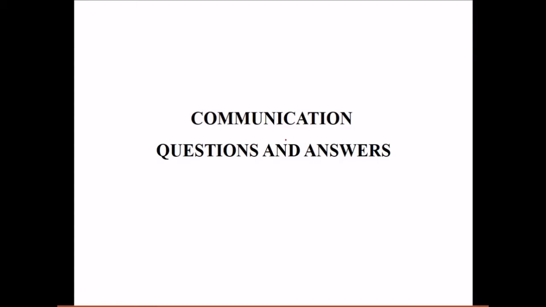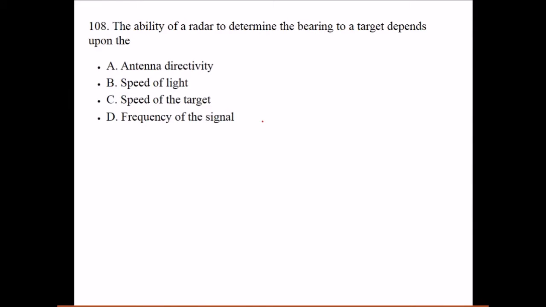So let us see MCQ questions on communication. The ability of a radar to determine the bearing of a target depends on what? It depends on the antenna directivity. Before I go ahead, there are various MCQs which will be repeated, so don't worry about that. That will only be a repetition or a revision kind of thing.